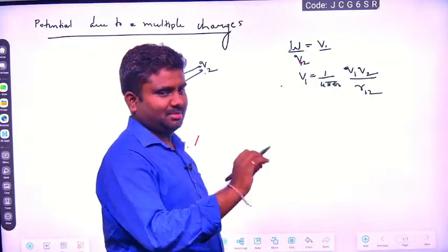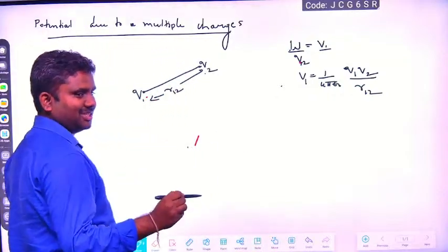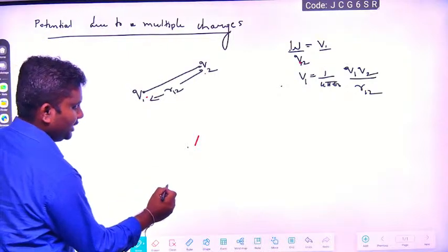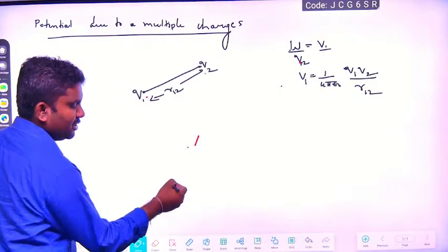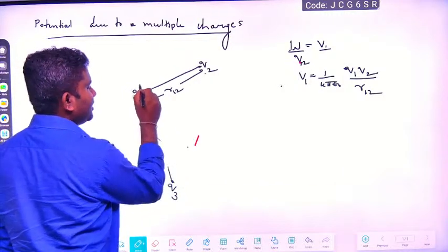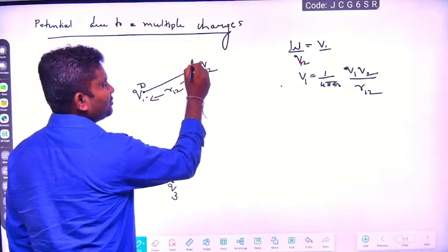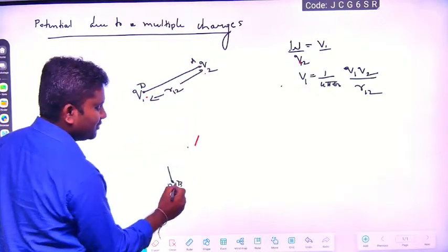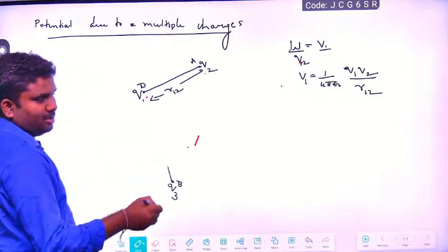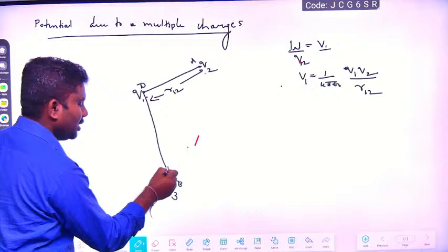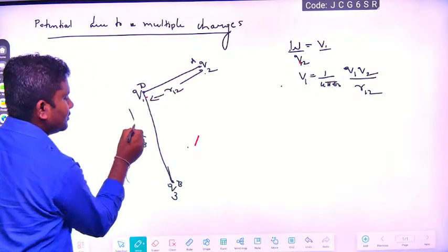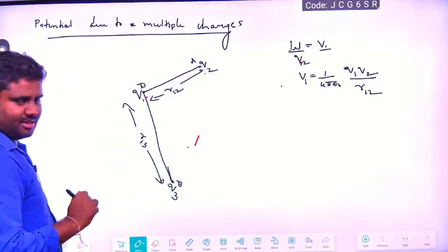For example, now I want to bring another charge near the charge Q1. So I bring charge Q3 from infinity to some point. I would like to call this point O, this point A, and this point B. Now I will bring this charge Q3 from infinity to the point B, which is at a distance R13 from Q1.